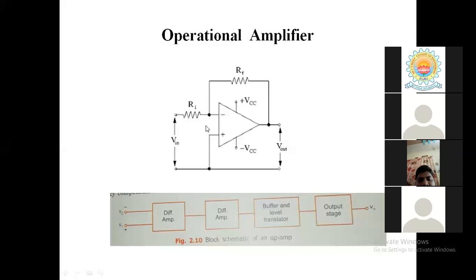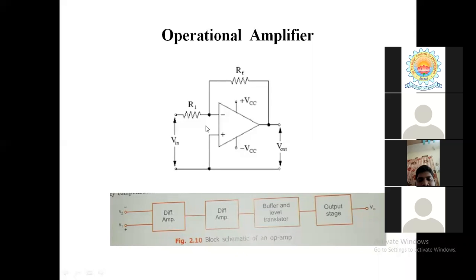Up to now we discussed that the operational amplifier is a linear integrated circuit where the relation between voltage and current is linear, V is proportional to I. In an ideal operational amplifier, the voltage gain should be infinite, the input resistance should be infinite, the output resistance R0 should be zero, and the bandwidth should be infinite. So these are the ideal parameters.